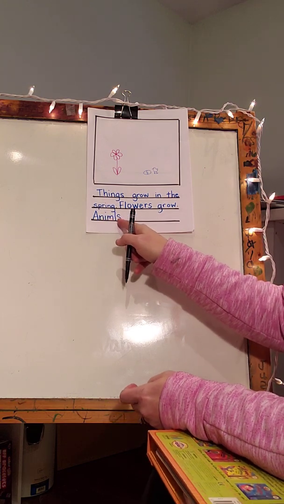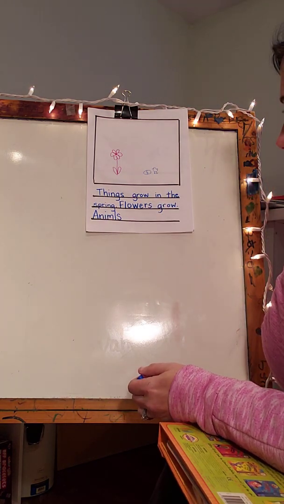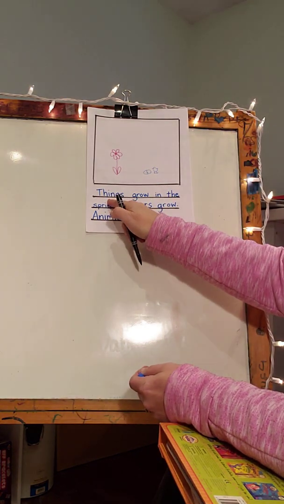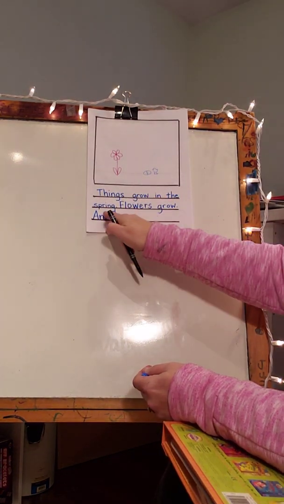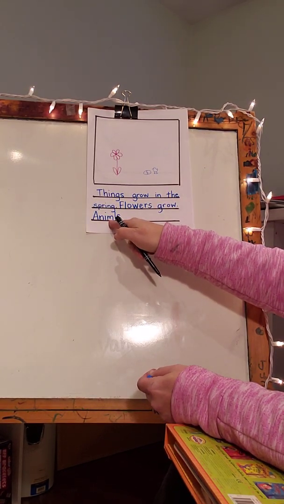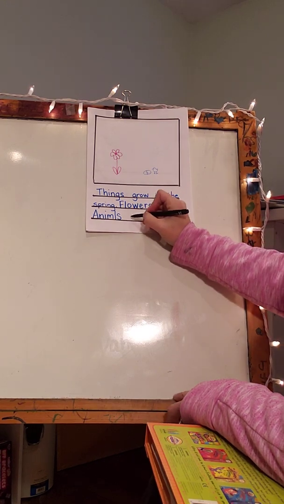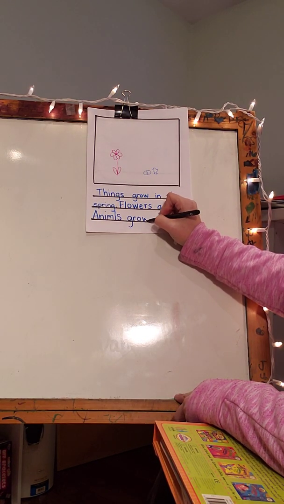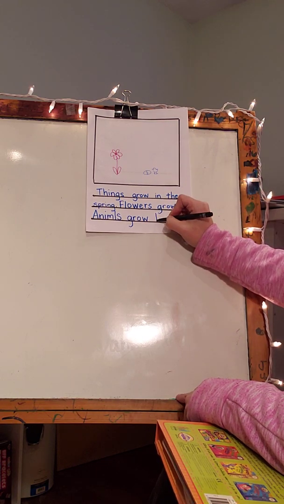Moles, animals. What was I going to say again? Sometimes I have to go back and reread to get my brain going. Things grow in the spring. Flowers grow. Animals. Oh, that's right. Animals grow too.